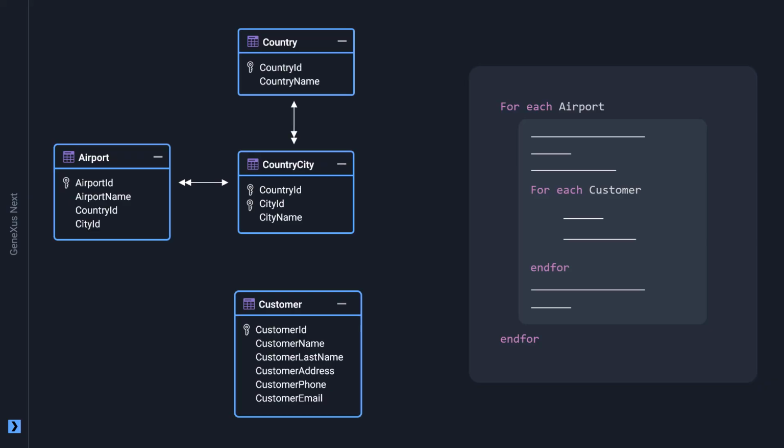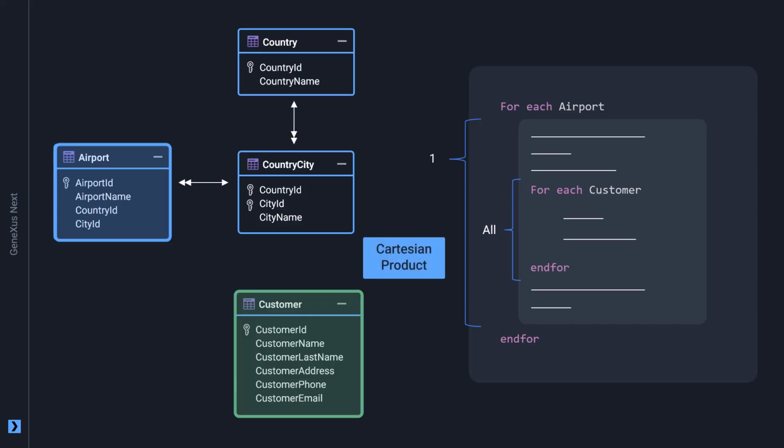When GeneXus does not find this 1-to-n relationship between the information of the nested navigations, as in this case for example, where the outer for each navigates airport and the nested one customer, for each airport record, all customer records are retrieved because there is no obvious relationship. When GeneXus does not perform an automatic join, then it is said that what is performed is a Cartesian product.